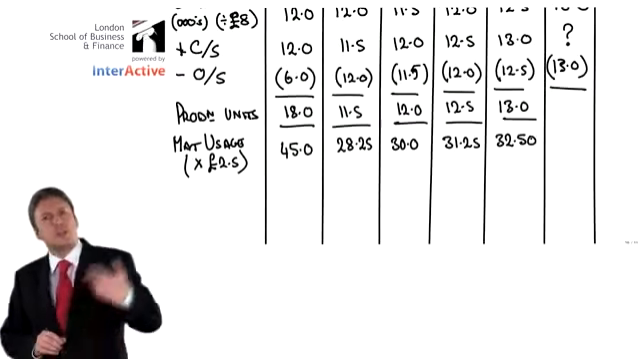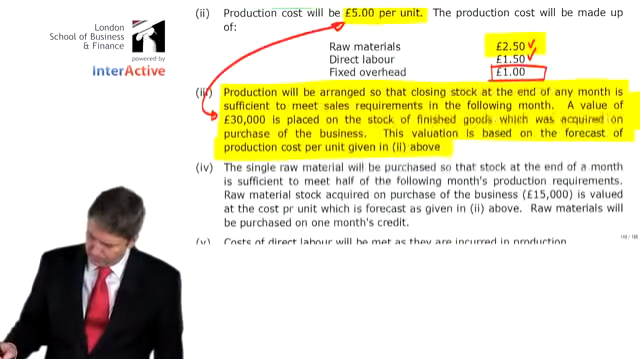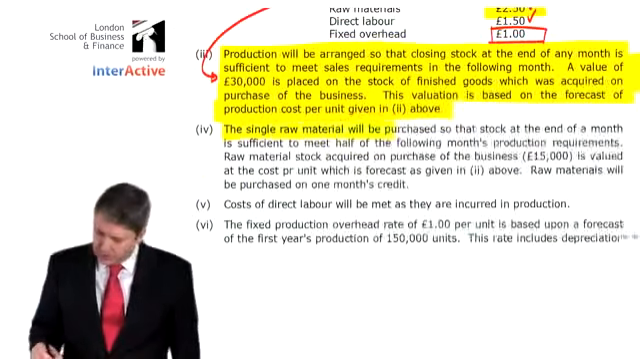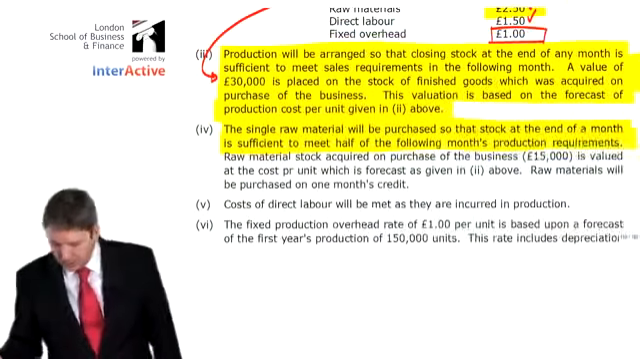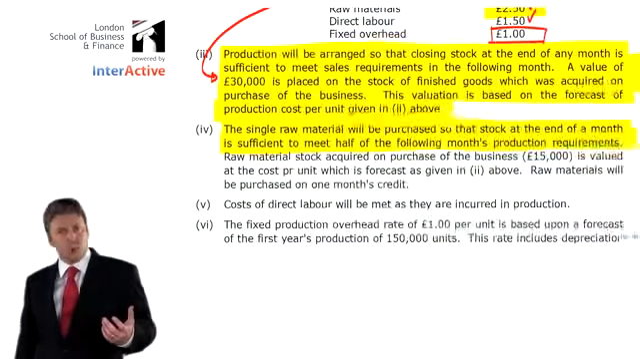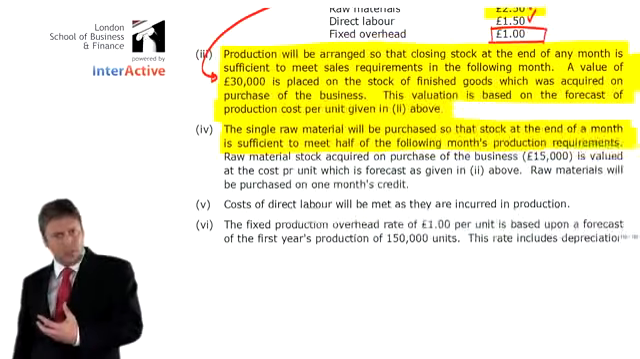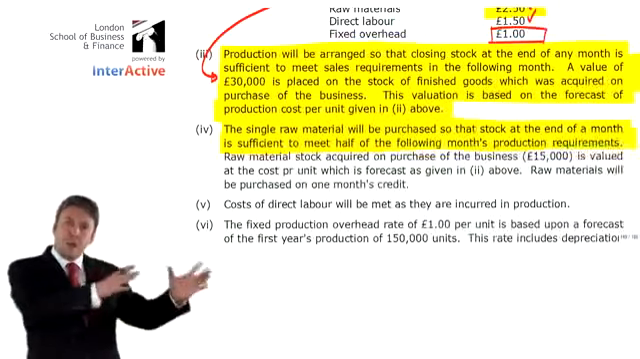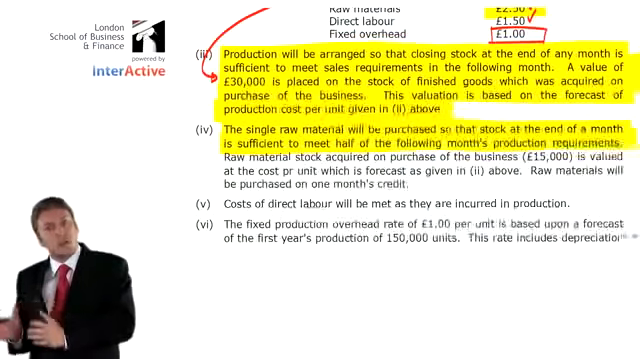Now let's go back to note 4. The single raw material will be purchased so that stock at the end of a month is sufficient to meet half of the following month's production requirements. Same old, same old. It's exactly similar to what we did before. All we have to do is to pick up on the right numbers. The following month's production cost will give us this month's closing stock.